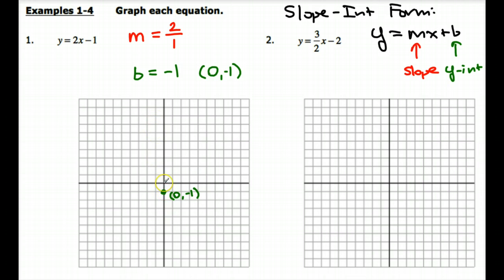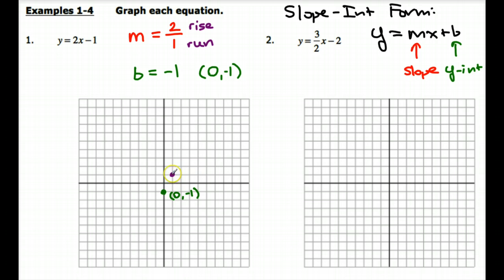From there, I know that my rise over my run is the ratio 2 over 1. Because my slope is positive 2, we can say that the rise is positive 2 and the run is positive 1. Your slope is going to be in that ratio. So if I keep my pencil on this point (0, negative 1), that means if I go up 2 spaces for my rise and then to the right 1 space for my run, there's going to be another point on this line at the point (1, 1).